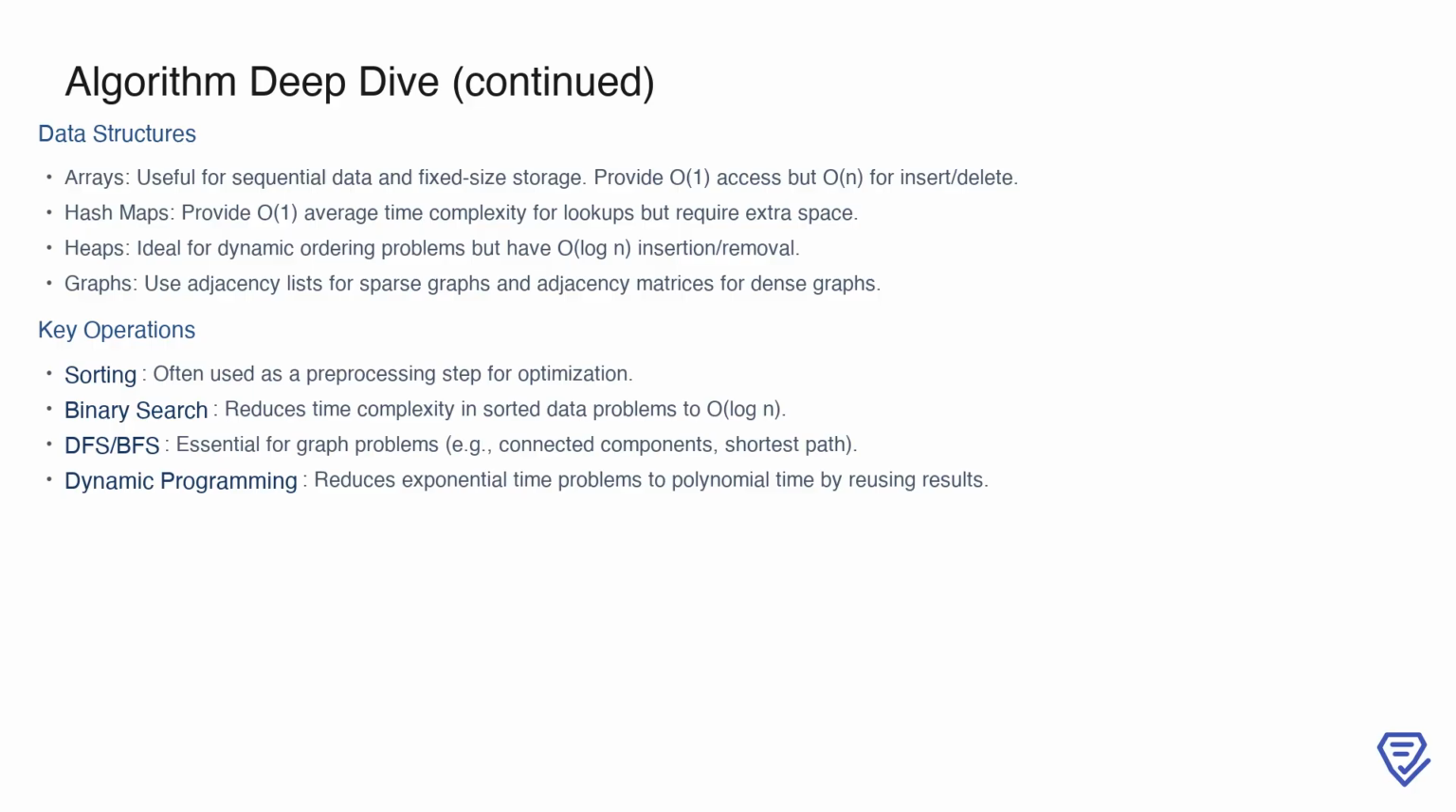Graphs are a versatile choice for modeling connections or relationships. Sparse graphs benefit from adjacency lists, while dense graphs are better represented with adjacency matrices. Key operations also play a major role in algorithms. Sorting is often used as a pre-processing step to make other operations more efficient. Binary search is invaluable for quickly finding elements in sorted data, reducing time complexity to log n. For graph-related challenges, depth-first search and breadth-first search are essential for exploring connected components or finding paths. Finally, dynamic programming is a powerful technique that transforms exponential time problems into polynomial time solutions by reusing intermediate results.